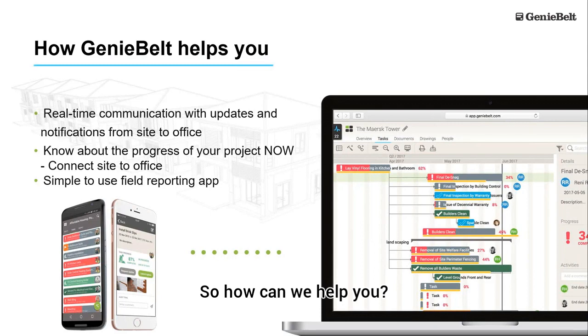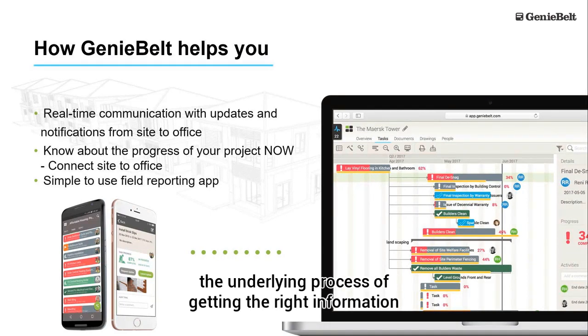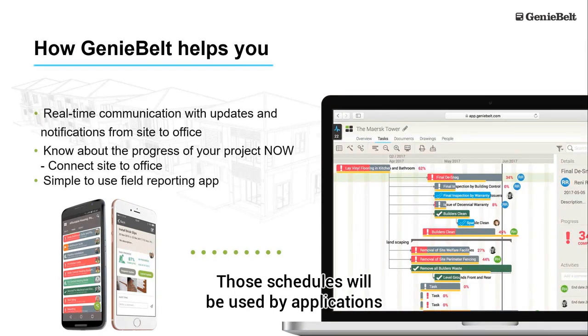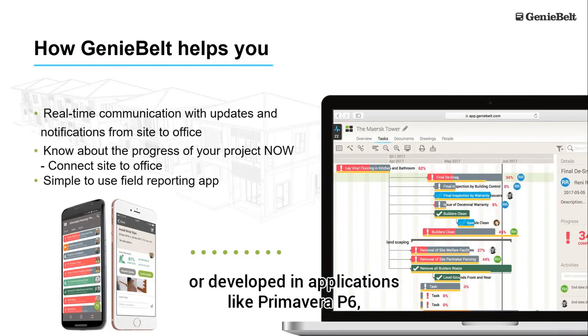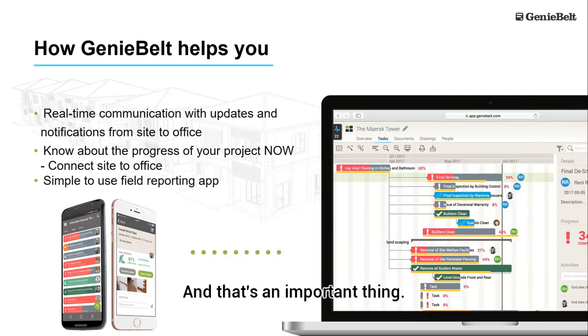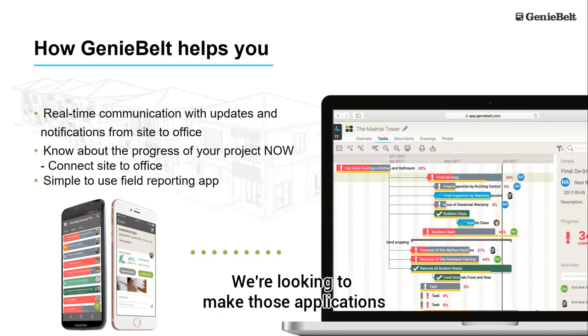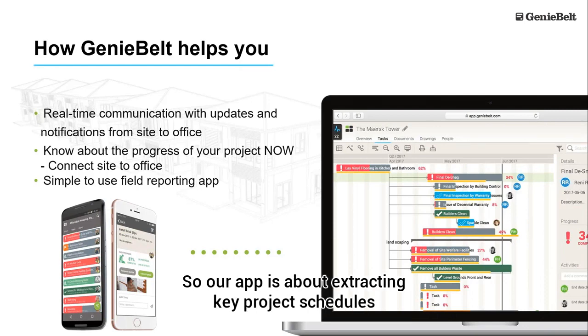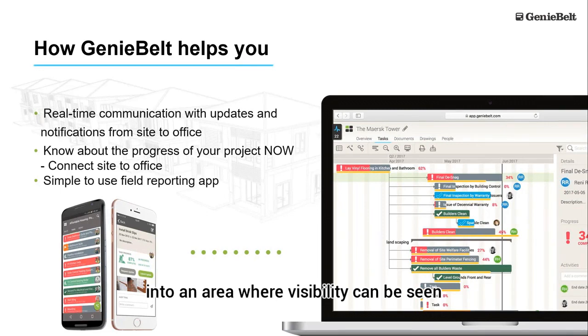So how can we help you? Real-time communication: the underlying process of getting the right information at the right time to make the right decisions. If you look at the way we communicate from site to office, most people will be working with schedules. Those schedules are developed in applications like Primavera P6, Astra Power Project, Microsoft Project, Excel spreadsheets. That's an important thing: we're not looking to reinvent those tools. We're looking to make that data live on site and used in a very easy and friendly way. Our app is about extracting key project schedules into an area where visibility can be seen across the whole project team.